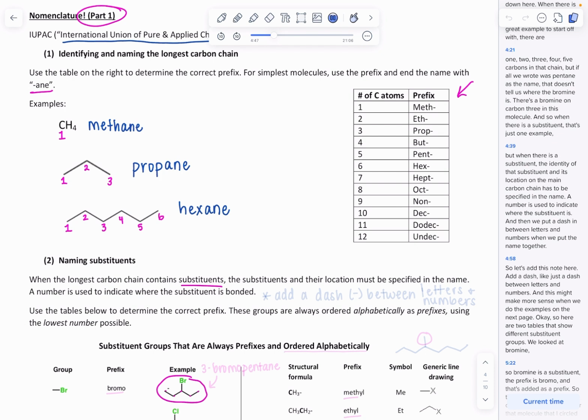And so when there is a substituent, that's just one example, but when there is a substituent, the identity of that substituent and its location on the main carbon chain has to be specified in the name. A number is used to indicate where the substituent is, and then we put a dash in between letters and numbers when we put the name together. So let's add this note here. Add a dash, like just a dash, between letters and numbers.